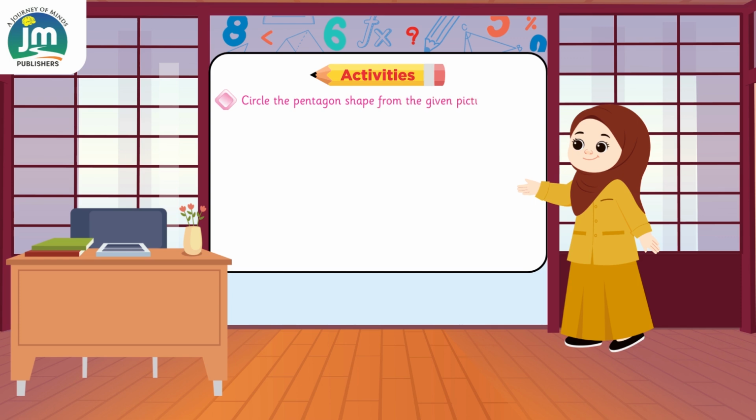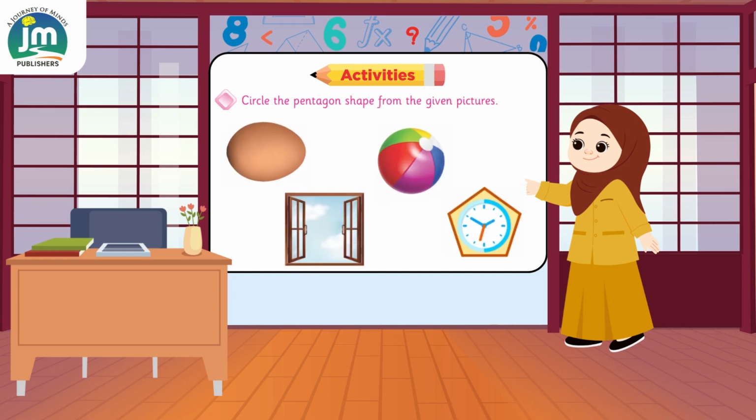Circle the pentagon shape from the given pictures. So students, look carefully at all the pictures below. Some are round, some are not. Find the picture with 5 sides. Yes, the clock shape is a pentagon. So circle the pentagon shape.